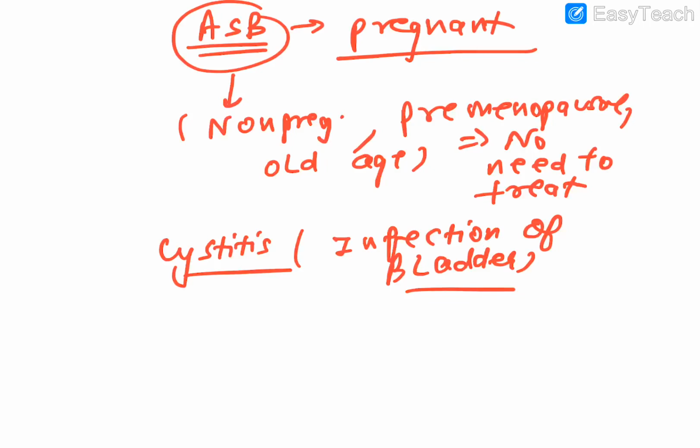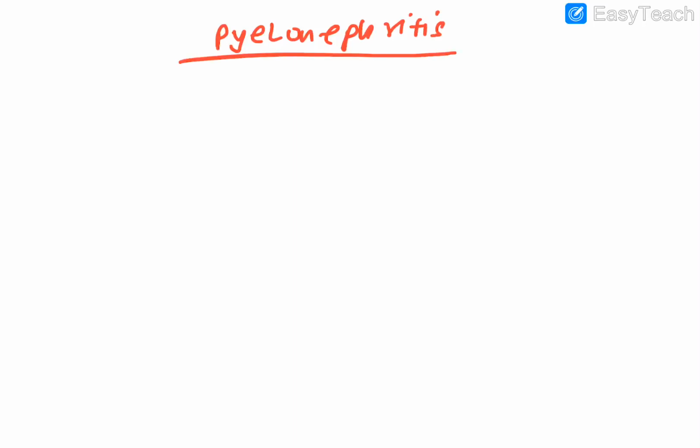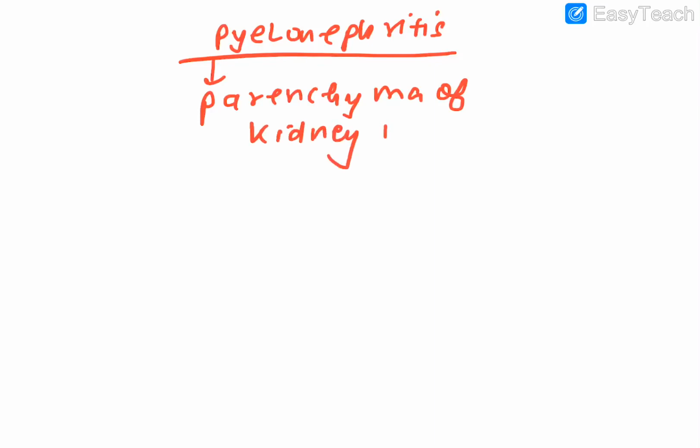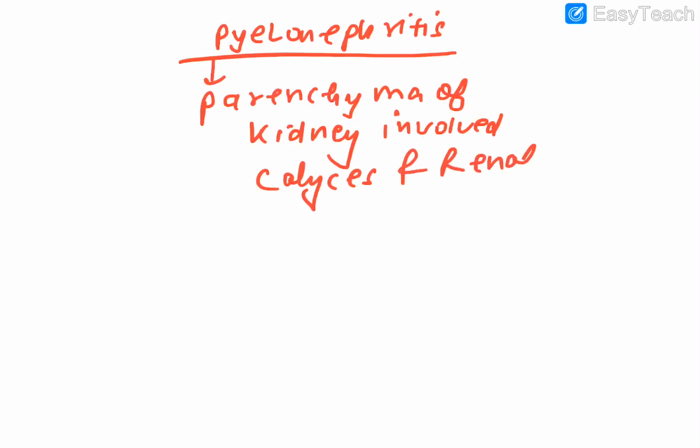Okay, now after this, something about pyelonephritis. In pyelonephritis, you need to remember the definition first. So what is the definition? P for this: remember the parenchyma of the kidney that is involved in pyelonephritis. Okay. Then the calyces, you already know, major and minor calyces, and the renal pelvis.